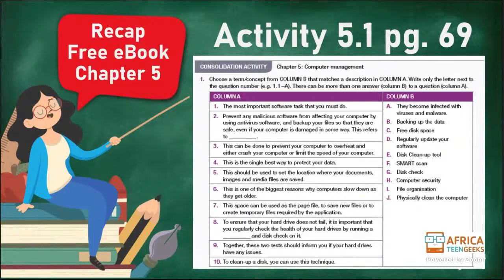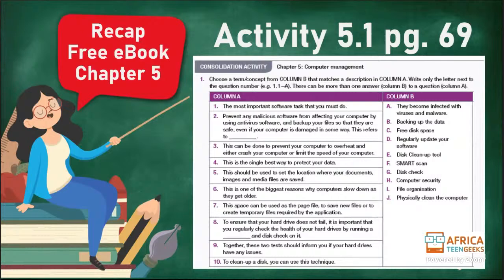Which is the correct answer? B, it's what? Back up the data. The most important software, now we are dealing with software, not data, software task that you must do. Oh, so, okay, D, that's perfect. D, so you need to regularly update your software. And then number 2, prevent any malicious software from affecting your computer by using antivirus software and backup your files so that they are safe, even if your computer is damaged in some way.